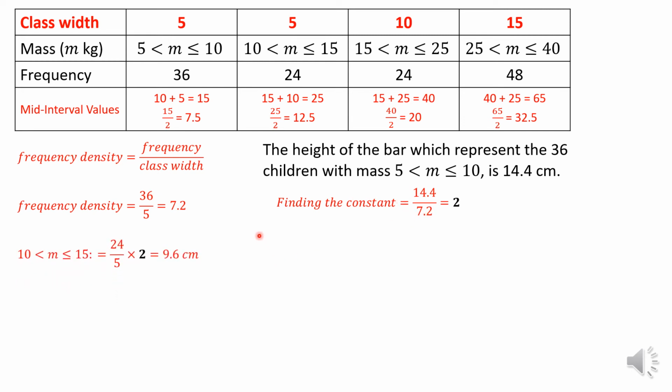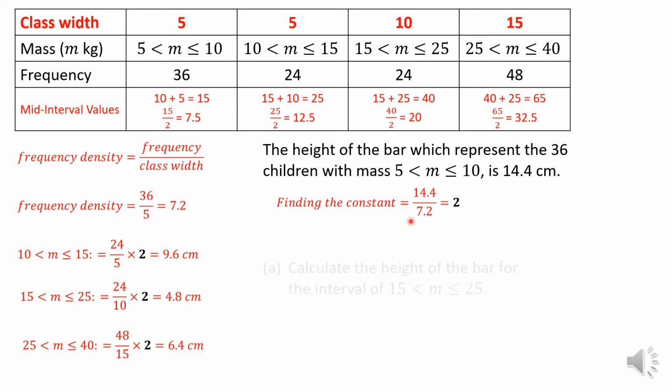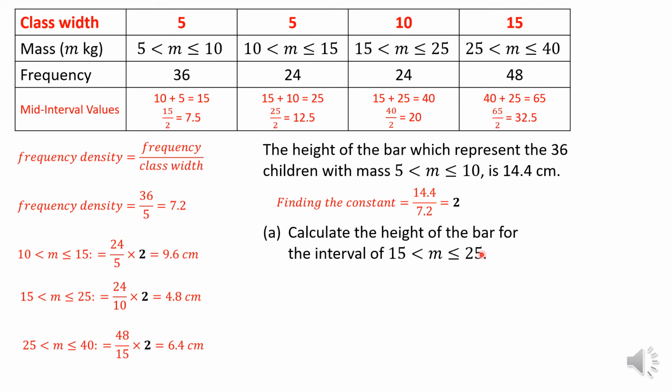So for example, 24 over 5 multiplied by 2 is going to be 9.6 centimeters high when we draw that bar graph. And 24 divided by 10, the frequency density in this class interval, multiplied by 2 gives you 4.8 centimeters, and the last one gives you 6.4 centimeters. I actually calculated them all, but the question is only asking for the height of the bar in the class interval between 15 and 25, which happens to be 4.8.